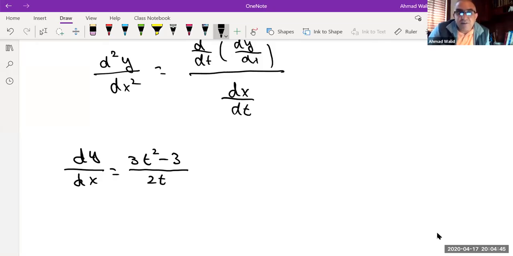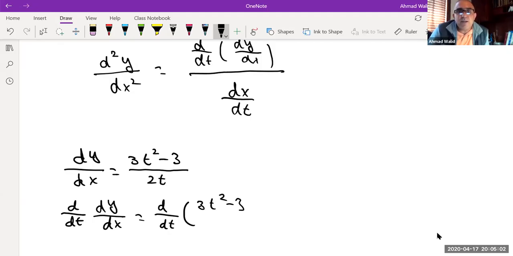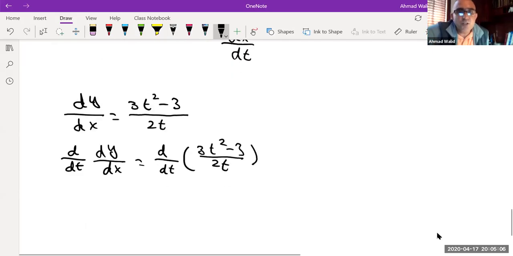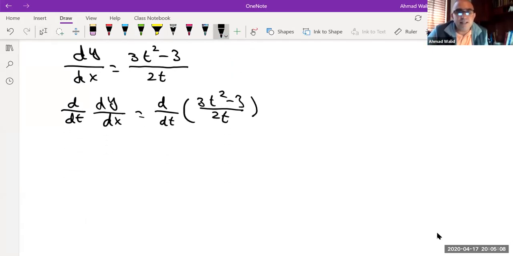Let's find the derivative of this. Then d/dt of dy/dx equals d/dt of this function, d/dt of (3t squared minus 3) over 2t. Which rule is this? Quotient rule? Let's apply the quotient rule.